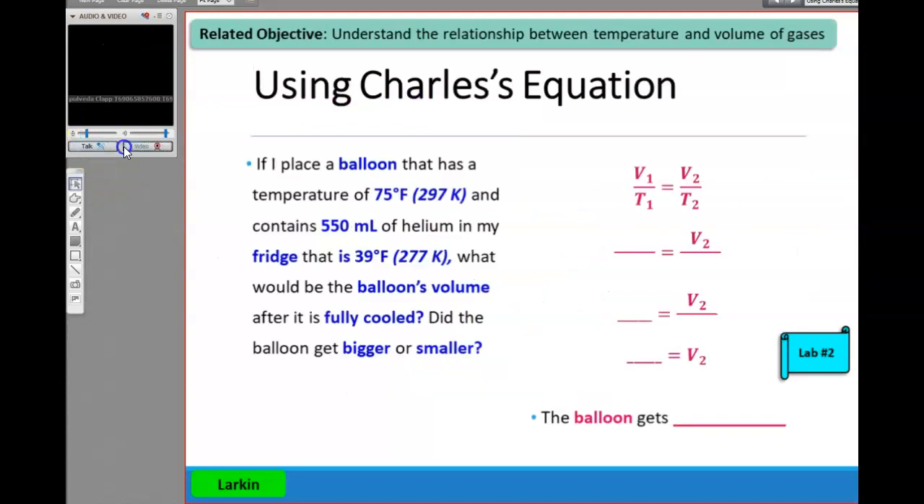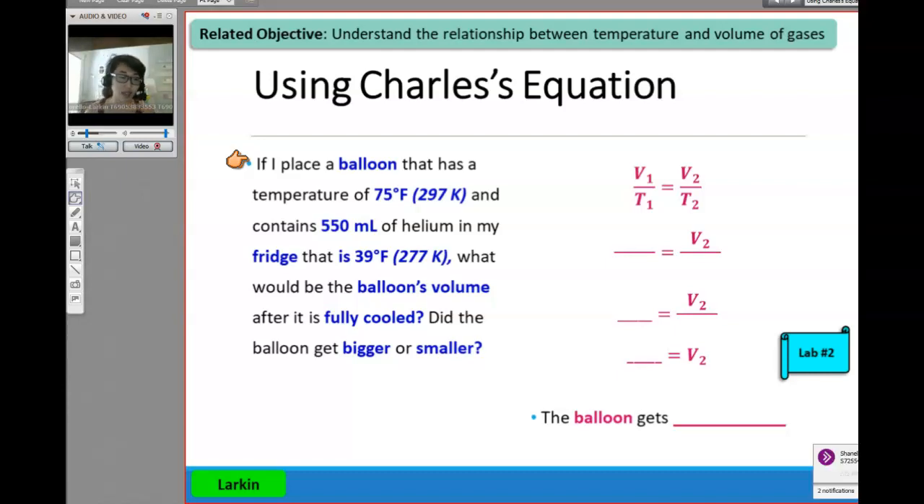All right, let's go ahead and actually try to apply Charles' equation really quickly. So we're going to talk a lot about balloons today. Your lab includes balloons. If I place a balloon that has a temperature of 75 degrees Fahrenheit, that's 297 degrees Kelvin, and it contains 550 milliliters of helium, into my fridge that is 39 degrees Fahrenheit or 277 Kelvin, what would be the balloon's volume after it is fully cooled, and did the balloon get bigger or smaller?